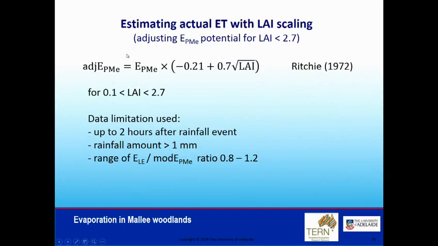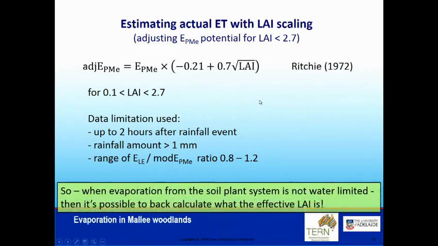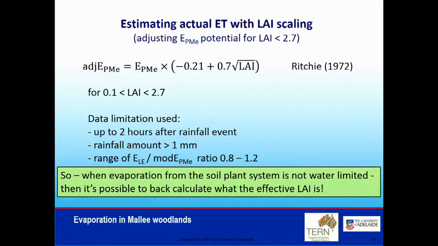But we're interested in trying to get an estimate of the actual evaporation that we can check against our measured values, our estimated values from the flux tower. So there's an empirical equation that Joe Ritchie developed back in 1972, and of course if you know what this value is from our daily met data, and we can get a value from the flux tower at the time when we've got free water evaporation, we can back calculate and figure out what the effective leaf area is, which is what we do. So when evaporation from the soil plant system is not water limited, which is not very often in this kind of system because most of the time it is water limited, immediately after rainfall not water limited, then we can back calculate it and find out what that LAI is.